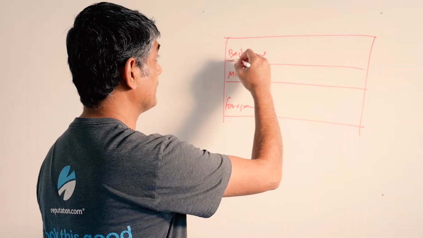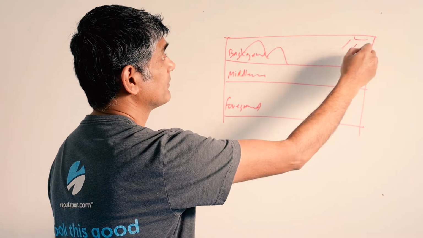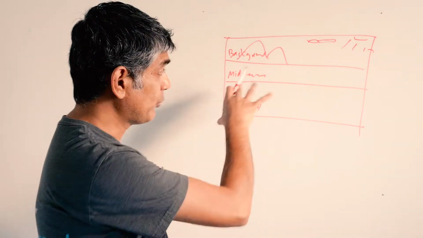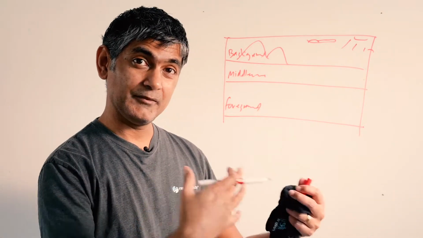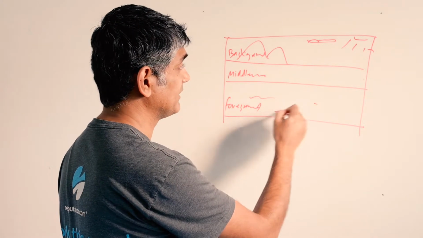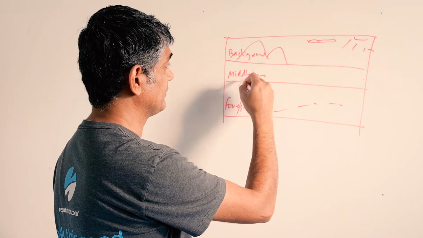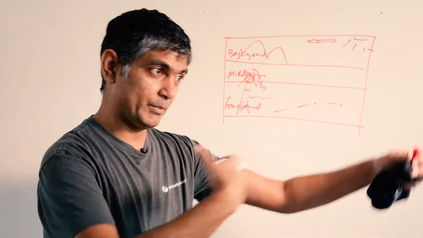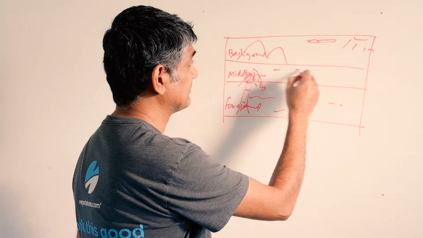The background is whatever is farthest from you. So maybe it's mountains, clouds, sky, whatever it is that's the farthest from where you are. The foreground is whatever is closest to you. So maybe it's just sand or something. Maybe there's a tree. And the middle ground is the space that's in between. Maybe it's water.